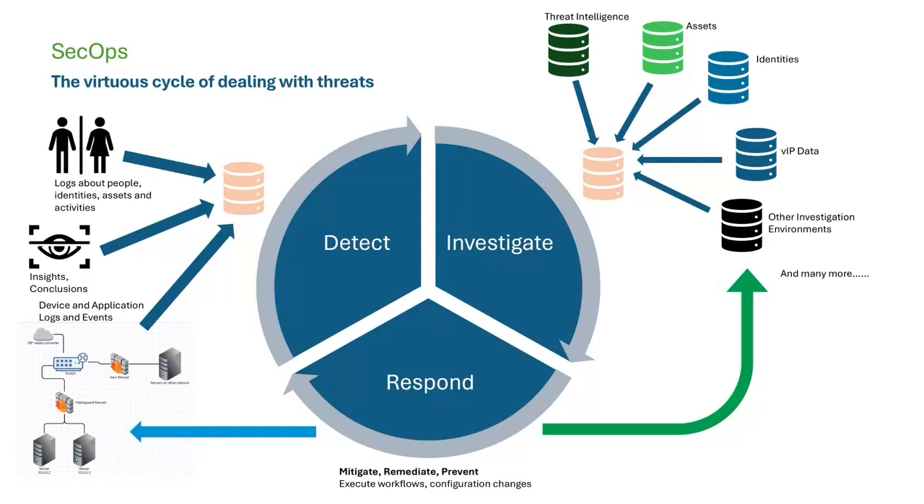And they may need a ton of additional information. They may get additional threat intelligence. They may get information from assets or identity databases. They may look for virtual IP logs to figure out who had what address when. They may look at other investigation environments and other SIEMs and other tools. But at the end of the day, this is going to produce a list of to-do items that will be part of the response, and we will continue this cycle.